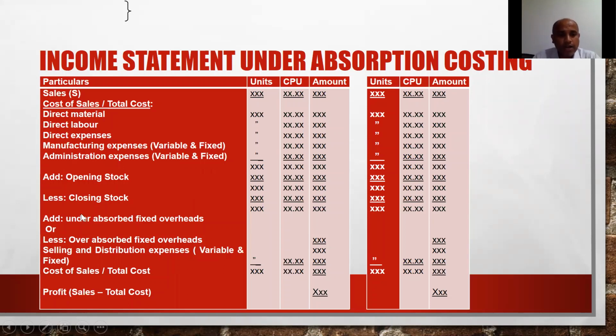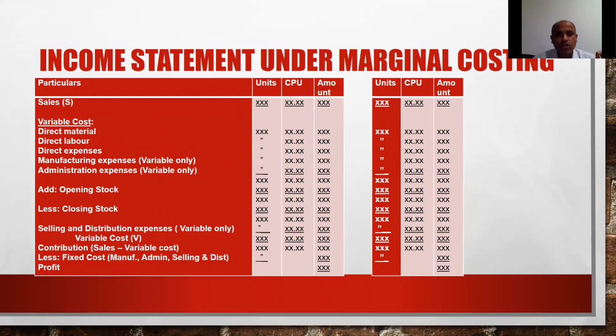If it is under absorbed, we will add it. If it is over absorbed, we will deduct it. So some adjustment is required for fixed cost, and then we will add the selling and distribution overheads to get the total cost. So sales minus total cost gives you profit. We will be doing a numerical on this. Don't worry about it. The only point I want you to remember here is that under absorption costing, there is no bifurcation of variable and fixed. Now, let us move to marginal costing.